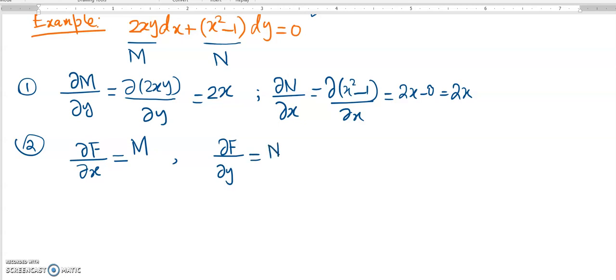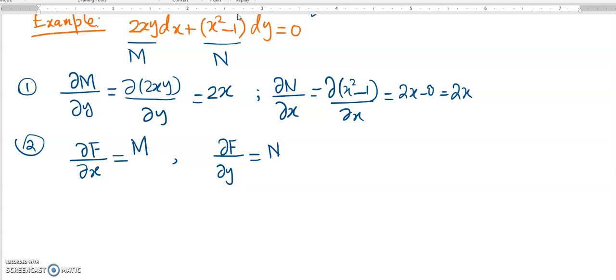Remember that earlier we were taking the partial derivative of M with respect to y and N with respect to x, but here we are not taking the partial derivative of M and N. We are taking the partial derivative of the solution. F is the solution of this ordinary differential equation, and the partial of F with respect to x is this, and the partial of F with respect to y is this. So we can use either of these two relationships to go further into this solution.